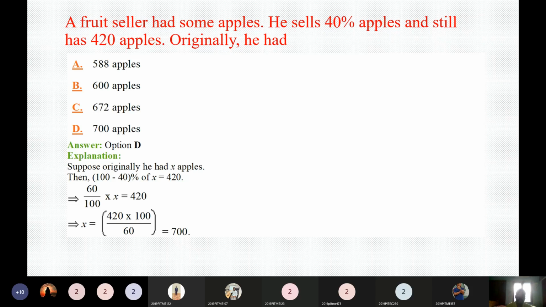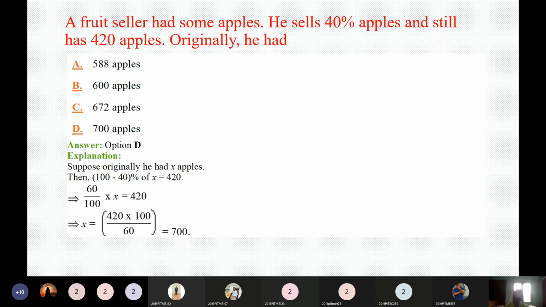If you divide 700 by 5, how much do you get? 140. Yes, correct. That is 140. Then into 40%, you multiply by 2. 140 into 2, how much?